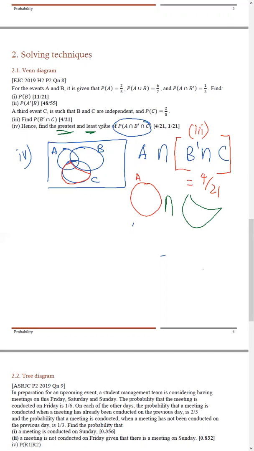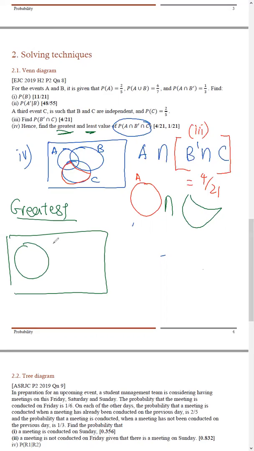As I mentioned just now, the greatest possible case, the greatest scenario. What is the greatest scenario? The greatest scenario is when I'm able to squeeze this crescent into A itself, because then this will have the greatest overlap between the crescent and the A.